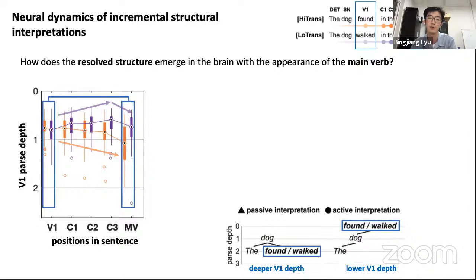To this end, we use past steps of the first verb, which is the most indicative of the structural interpretation. This is also constantly updated as the sentence unfolds. So a first verb depth close to 0 indicates an active interpretation, while a first verb depth close to 2 indicates a passive interpretation. We tested the change of the first verb past steps and the updated first verb past steps in the main verb epoch. They indicate separately the resolution process and the resolved results.